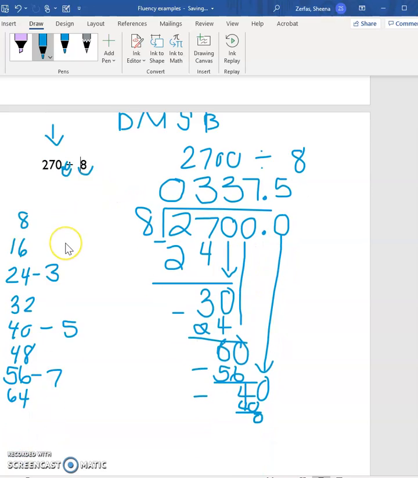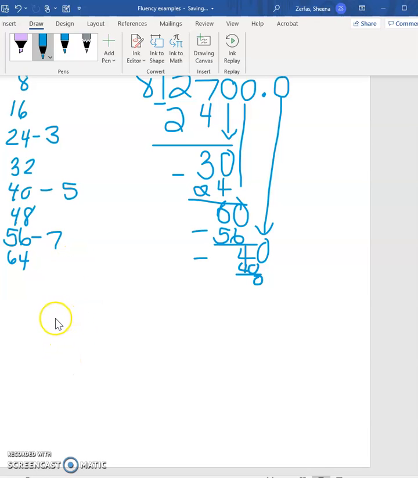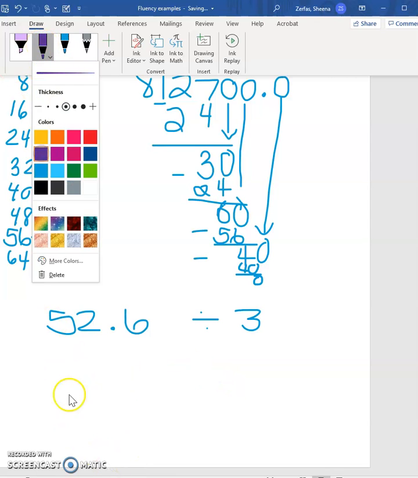And again, when you look at any division problem, for example, if I had 52.6 divided by 3, this is okay. I don't have to shift my decimal at all because I can have a decimal here, but not here. Be careful when you're moving decimals. I'll show you one more example.